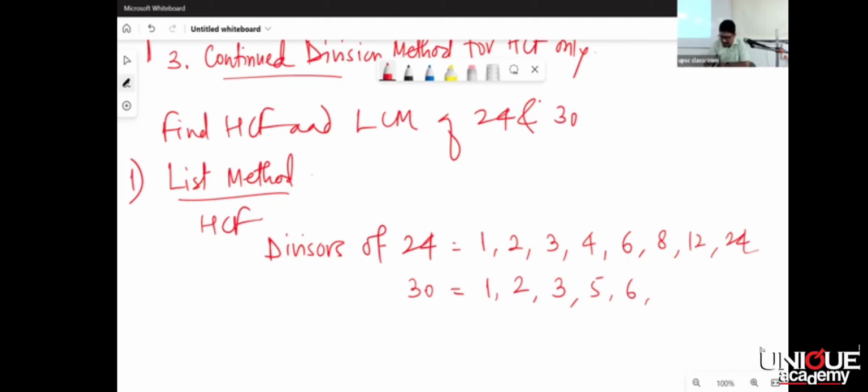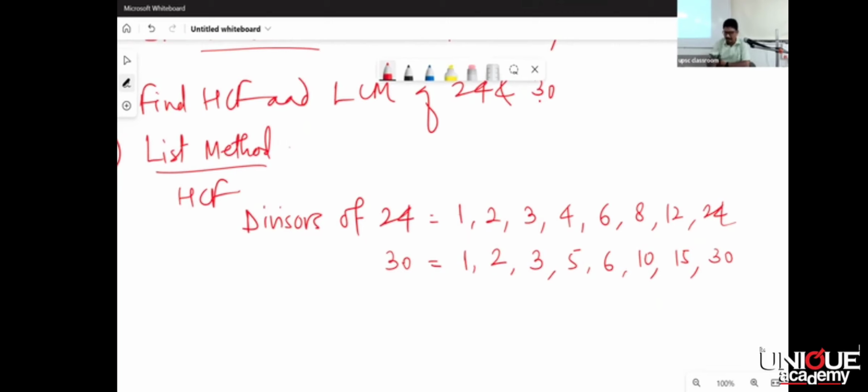Then 10, 3 10s are 30. 2 15s are 30. And 1 30s are 30. So we have, by chance, this number also having 8 divisors. Not necessarily each number should have 8 divisors, but right now, coincidentally, we are getting 8 divisors for both these numbers.